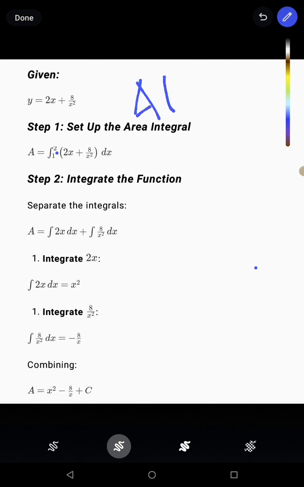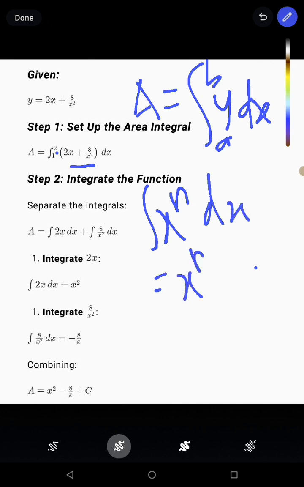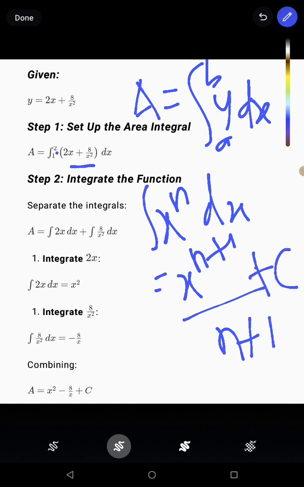It's going to be something like this: integration from a to b of y dx. Are we together now? What's the y they give us? The function they give us here, that's our y. So we integrate this normally. Don't forget the rule of integration, that we want to integrate x raised power n with respect to x. That is going to be x raised power n plus 1 over n plus 1 plus an arbitrary constant. Are we together here now?